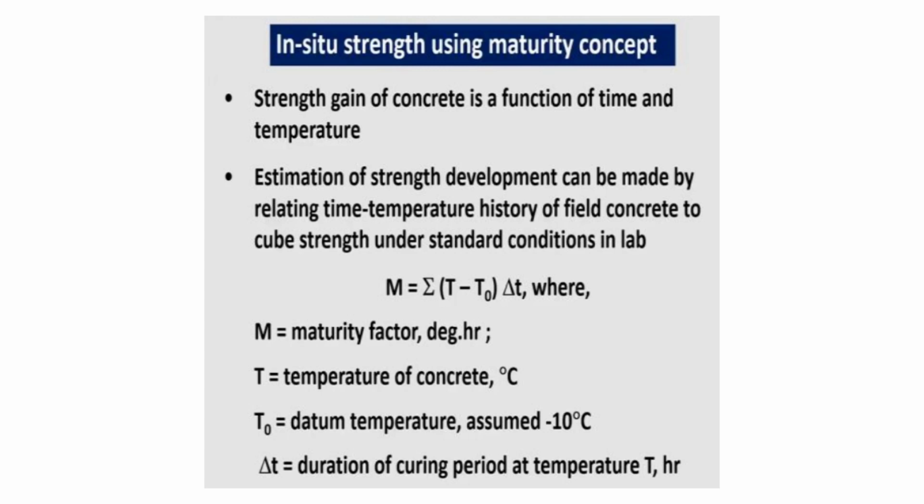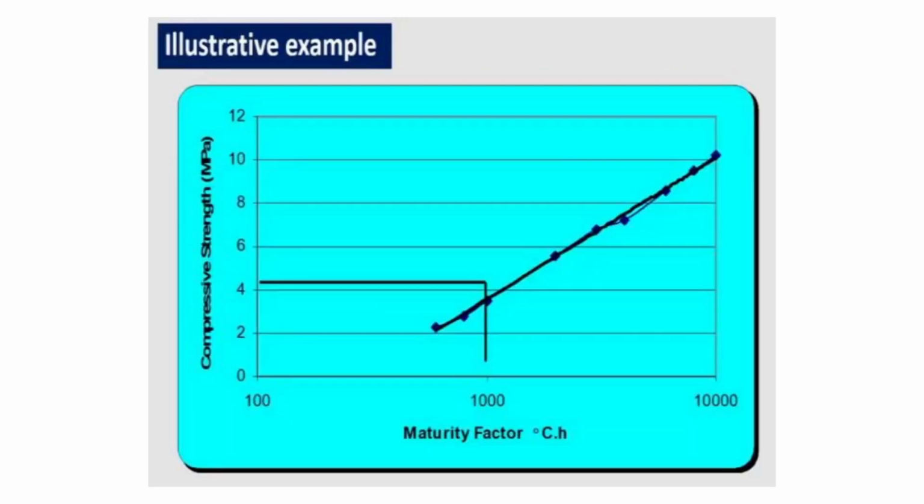T is the temperature of concrete, expressed in degrees centigrade. T0 is the datum temperature, as we discussed earlier. It has been assumed as minus 10 degrees centigrade as per ACI 306, but it can vary also. And Δt is the duration of curing period at temperature T, which is also expressed in hours.